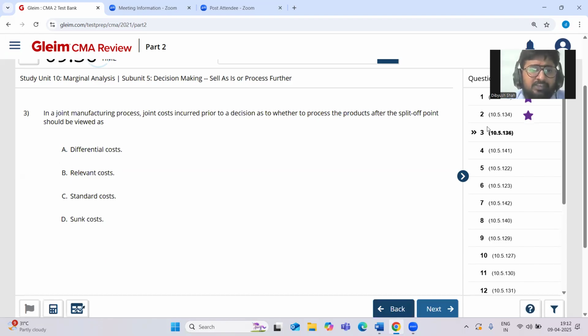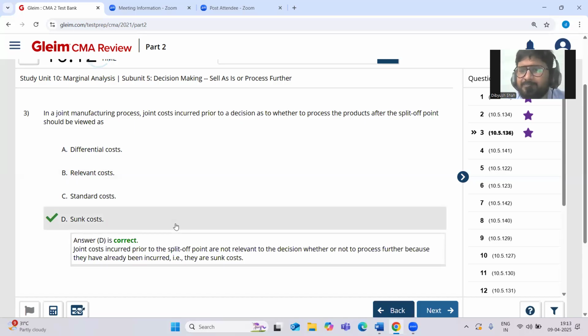In a joint manufacturing process, all the joint cost that has been incurred prior to a decision as to whether to process the products after the split off point should be viewed as what? These are sunk costs. All the joint cost incurred in making that input into multiple outputs is always a sunk cost because it was incurred in the past and it should not affect your future decision making.